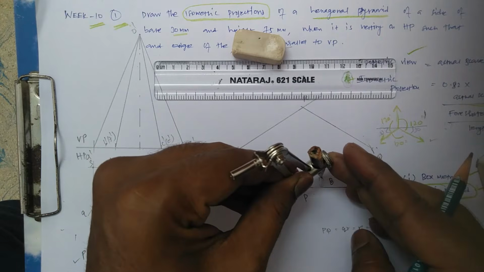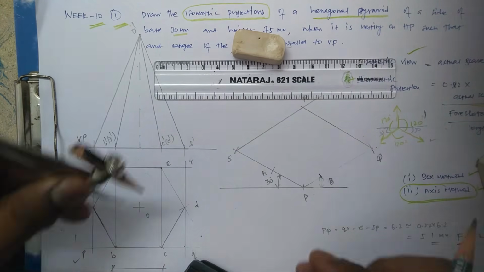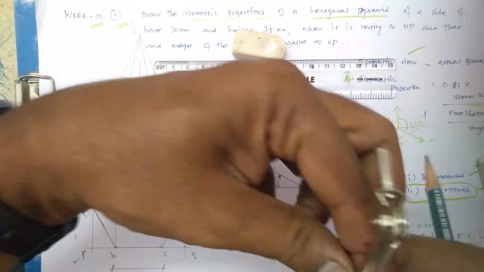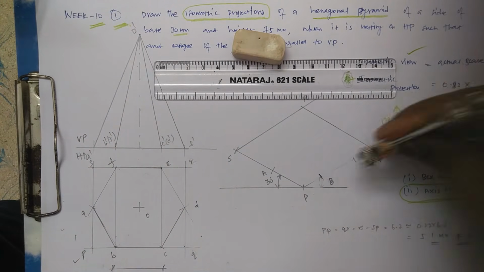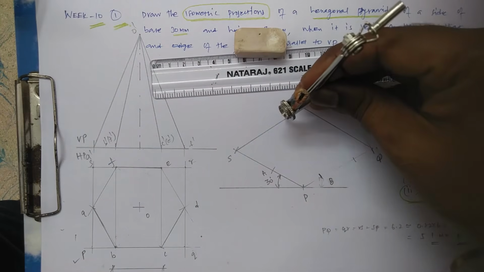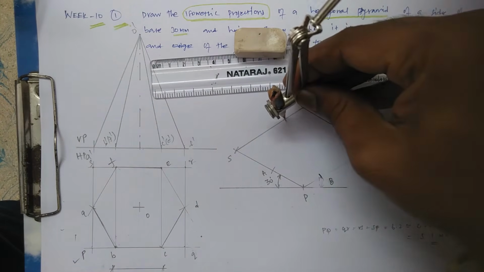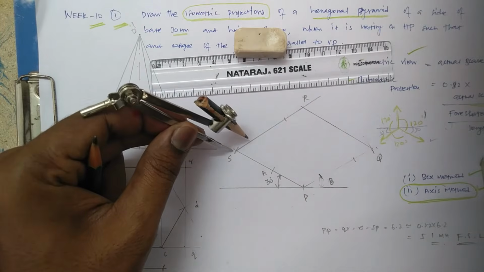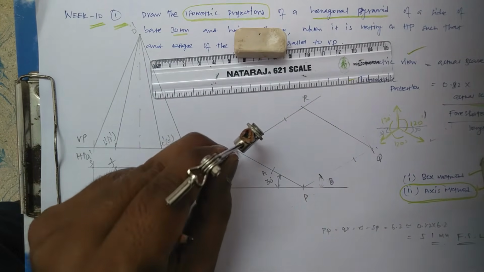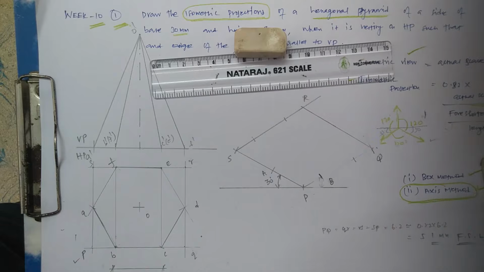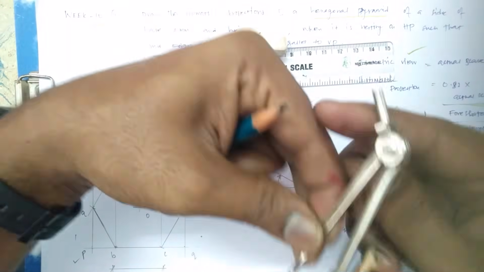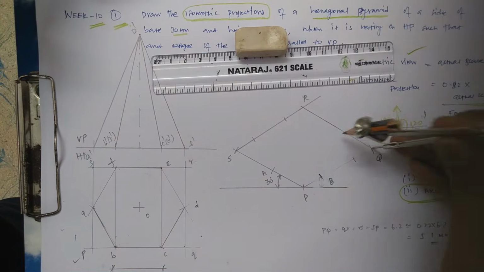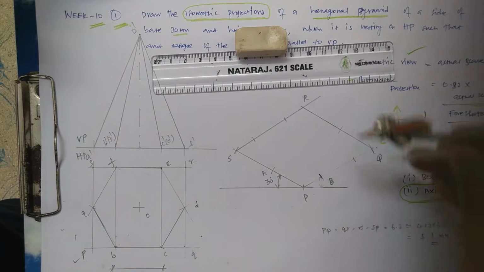From P to B is equal to Q to C. Okay, we can understand from this drawing, Q to C. Similarly, R to E. Similarly, S to F. Okay, now A to P. Similarly, Q to D. Okay, this can be D.